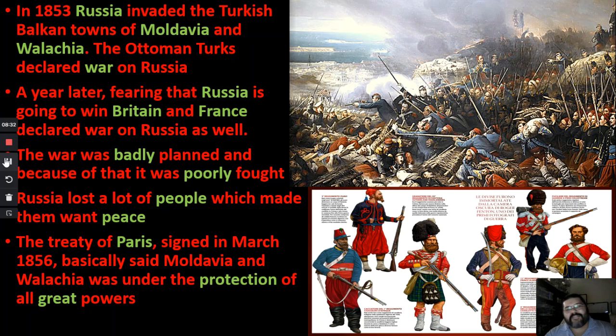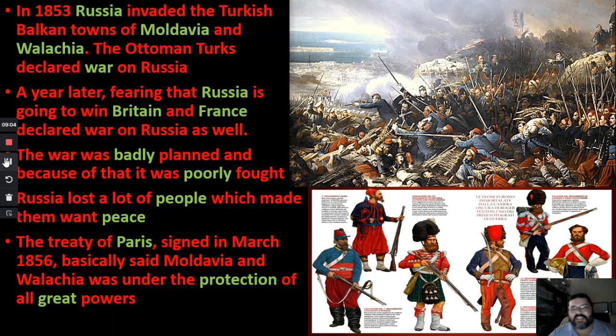So in 1853, Russia invaded the Turkish towns of Moldavia and Wallachia. Like I told the students in class, I know Moldavia is still around to this day. Wallachia, I'm not sure, to be honest. I haven't taken the time to look it up on Google or anything like that. But I know for a fact Moldavia is still around to this day. Okay. Now, the Ottoman Turks declared war on Russia once they invaded those two areas.